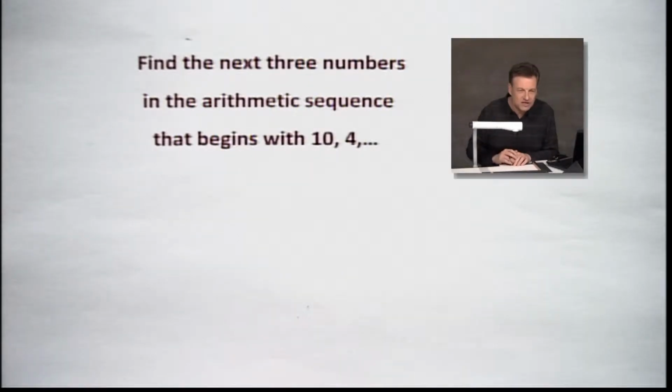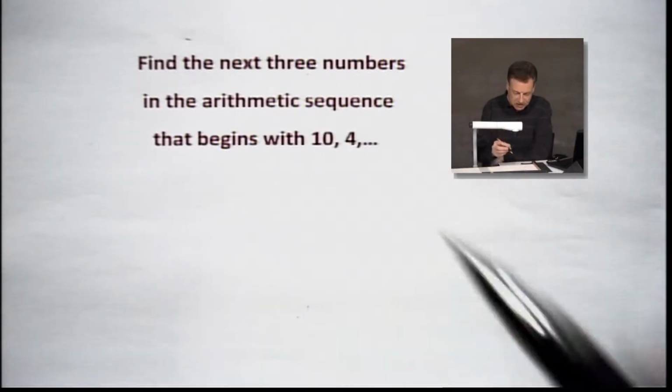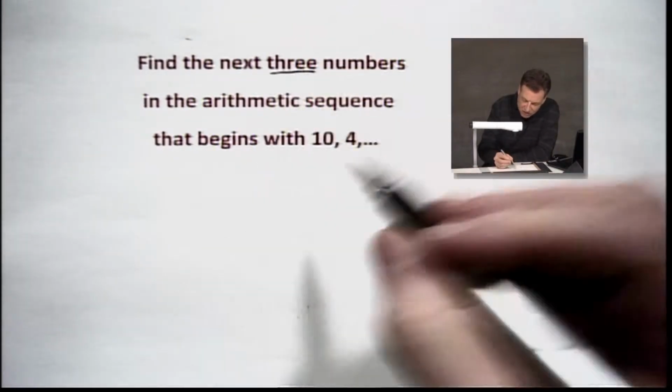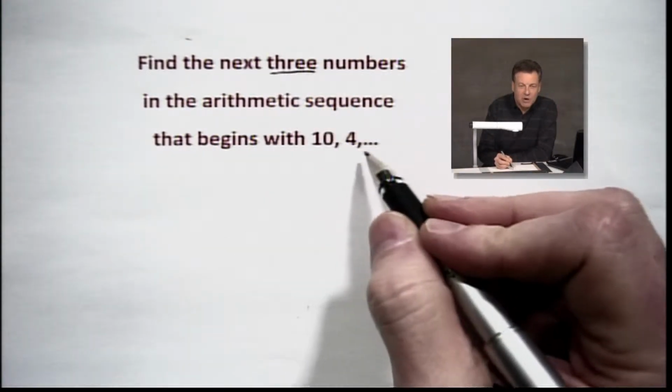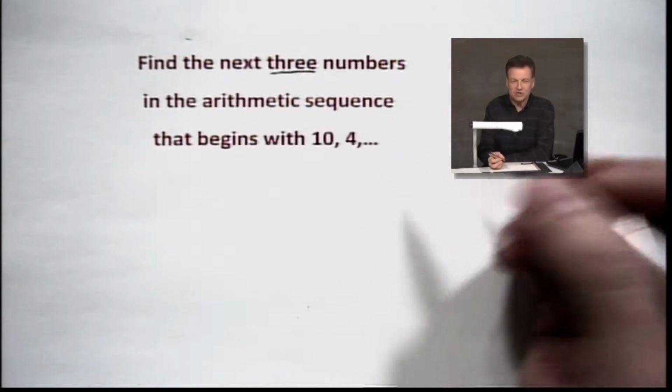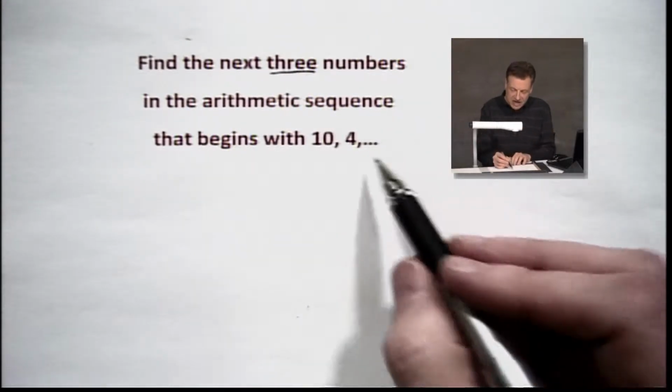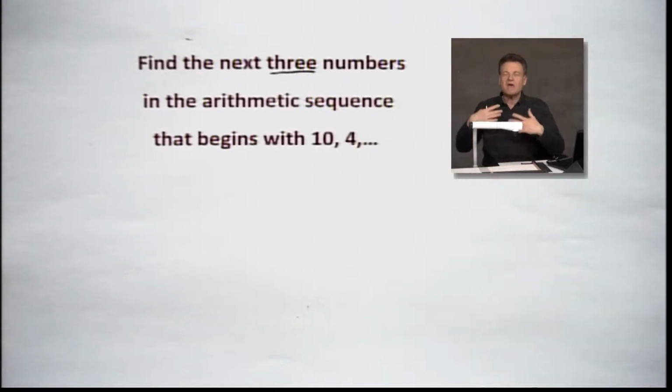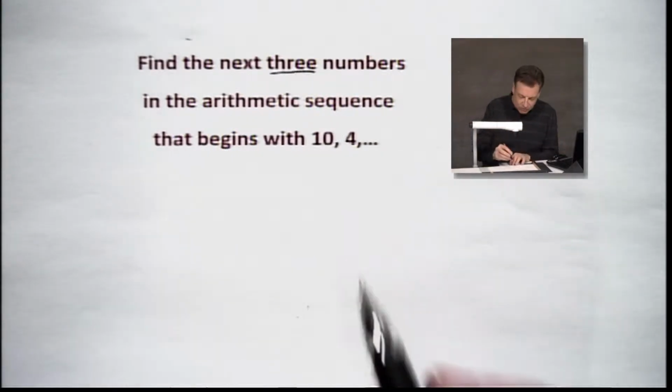Let's see what's going on with this. Find the next three numbers. That means we want to not start with 10 and 4. That'll help us. But we're looking for the numbers that come after those. And again, notice 3 dots mean it goes on forever and ever. We're going to stop it after 3 more. So let's see what's happening.